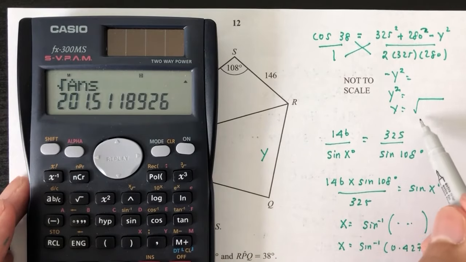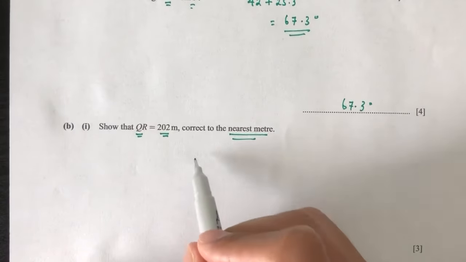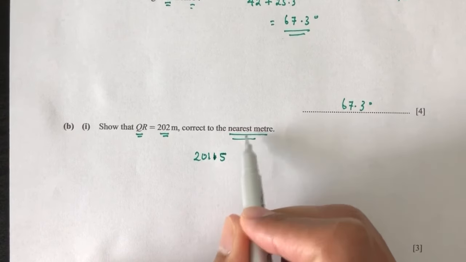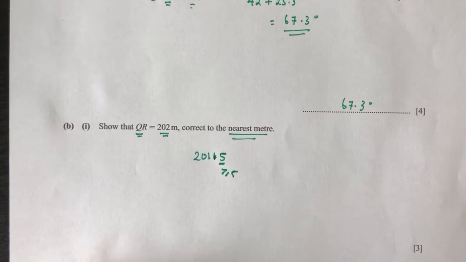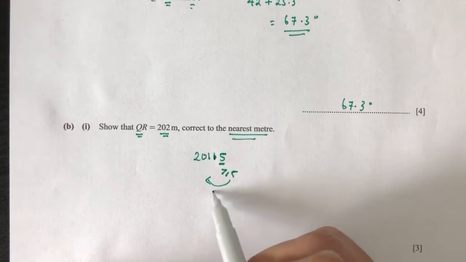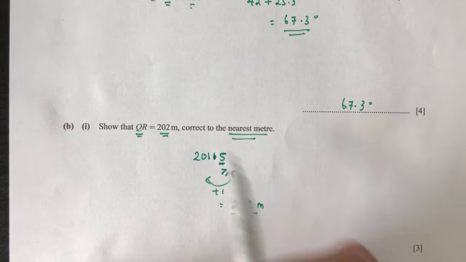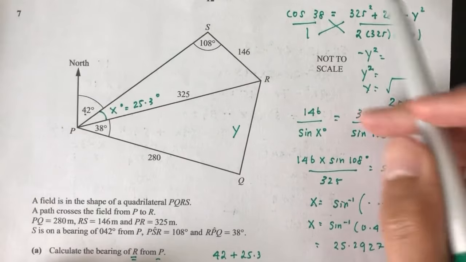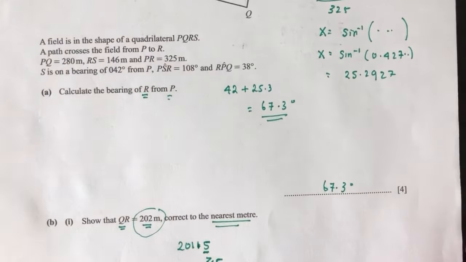That will become 201.5. So now you have to give your answer correct to the nearest meter. So what is 201.5 correct to the nearest meter? Since this one is bigger or equal to 5, we have to bring 1 up here. It will become 202 meters as required. So your answer here will be 202 as shown, and you have to use the cosine rule to find the side y. Okay, that is for part 1.